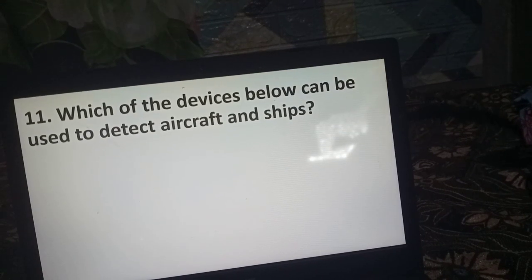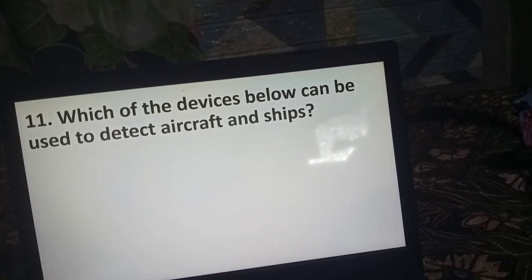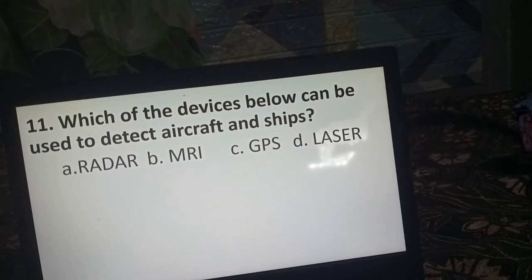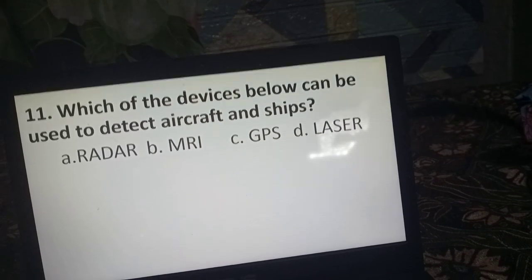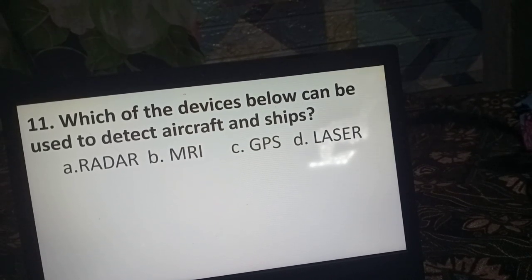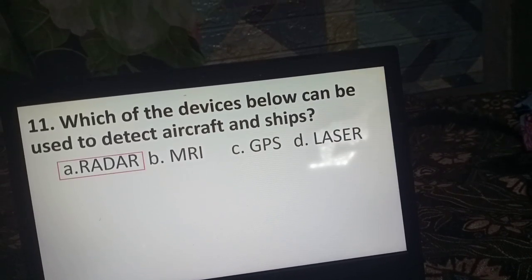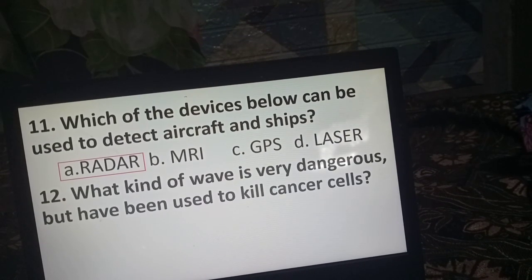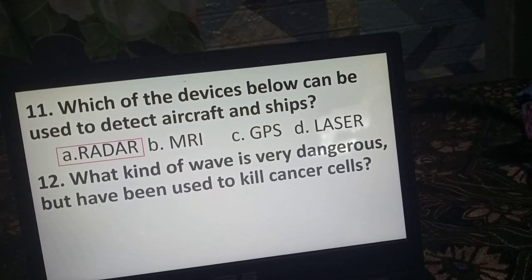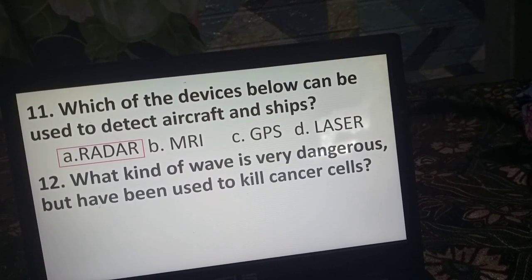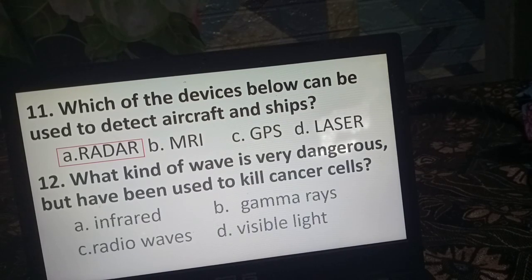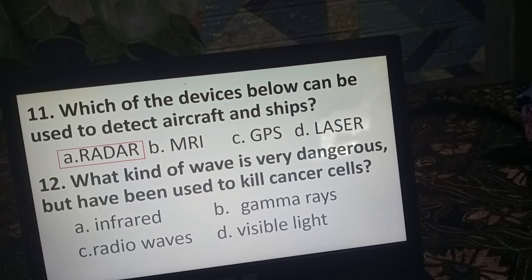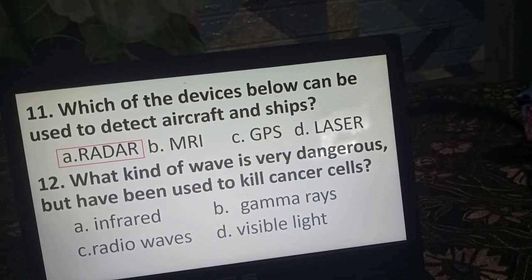11. Which of the devices below can be used to detect aircraft and ships? A. Radar. B. MRI. C. GPS. D. Laser. The correct answer is, from the name itself, radar, or radio detection and ranging. 12. What kind of wave is very dangerous but has been used to kill cancer cells? A. Infrared. B. Gamma rays. C. Radio waves. D. Visible light. The correct answer is gamma rays.